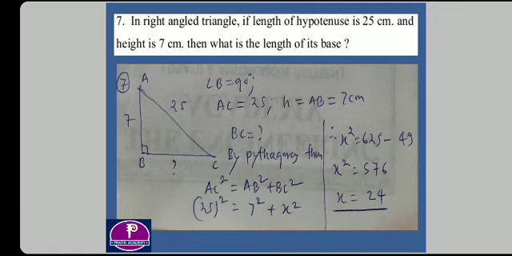7. In right angle triangle, its length of hypotenuse is 25 centimeter and height is 7 centimeter. What is length of its base? See, this is simple Pythagoras theorem problem. So AC is given, AB is given, put values, we get BC as 24 centimeter.